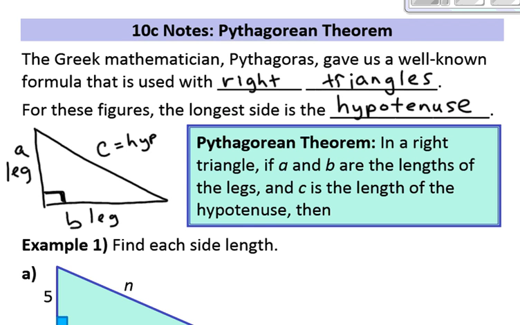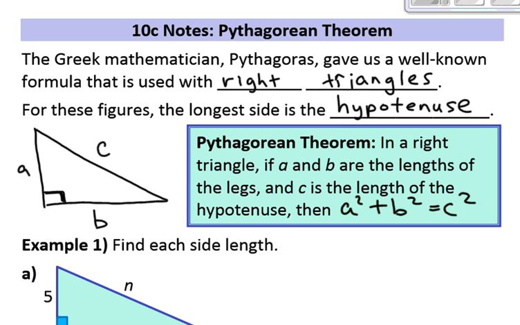Okay? So, like I said, you've done this before, or you should have. So we have A, B, and C, and with C being the hypotenuse, the Pythagorean theorem says that if we have A, B, and C, then A squared plus B squared equals C squared.